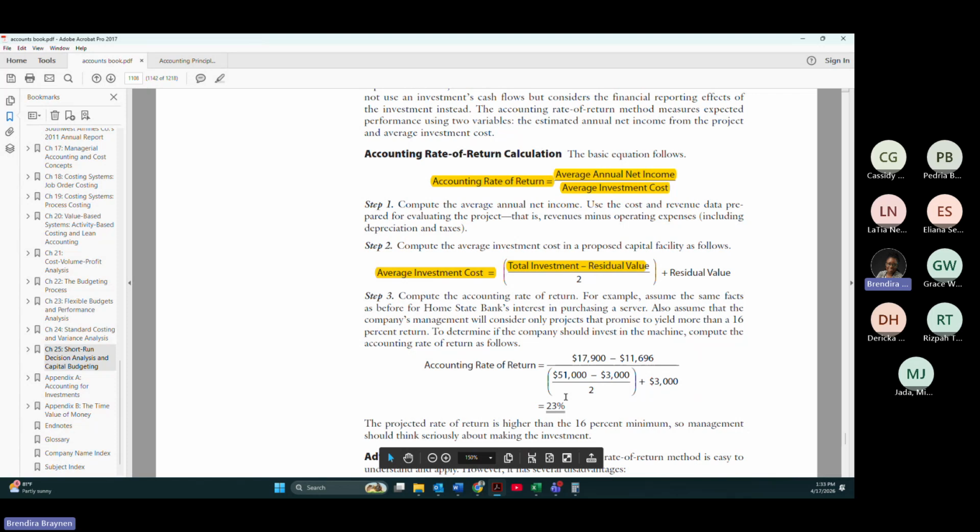There's no need to use the charts, the tables. Like I said, the tables will be given to you with the rates, but there's no need to use the rates for this method. The rate is only used for the NPV method. So for this ARR, you just have to know the two formulas.